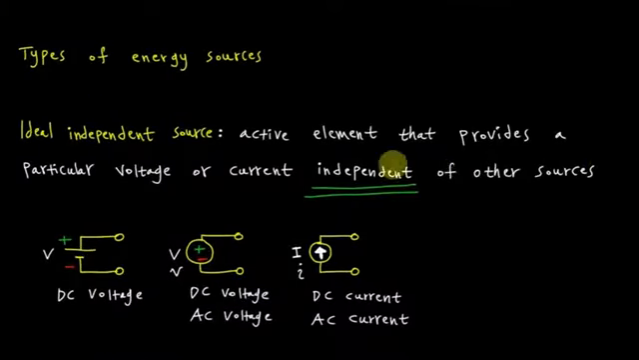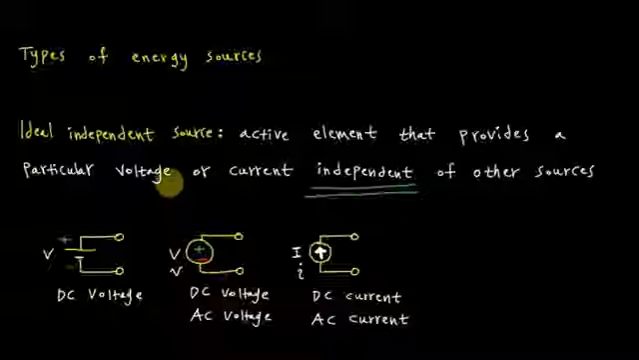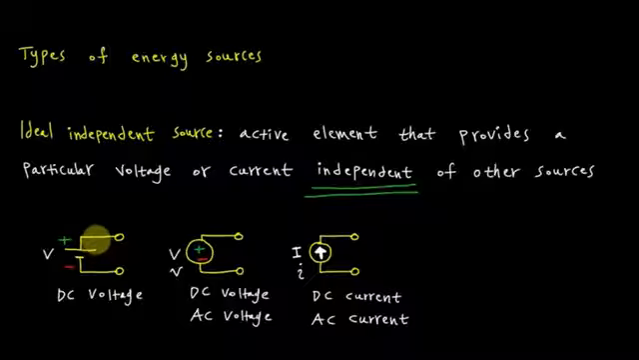Now let's talk about types of energy sources. An ideal independent source is an active element that provides a particular voltage or current independent of other sources. So for example, you could have an independent DC voltage source, and its symbol is shown here on the very left. Now, I personally prefer the circular symbol shown here in the middle with the polarities indicated, and this could represent either a DC voltage or an AC voltage. And typically, you will see that DC quantities are capitalized, whereas AC quantities are lowercase.